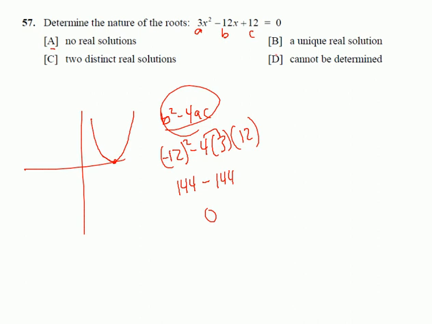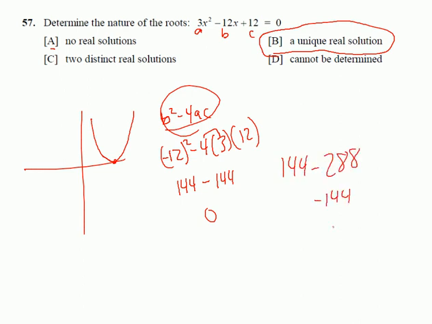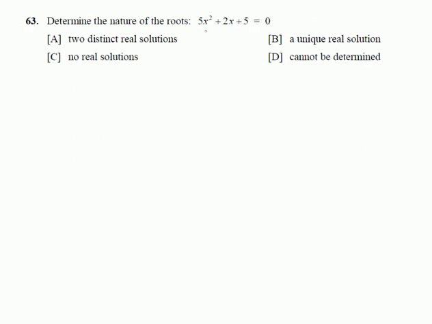It's one unique real solution. If it had come up negative, let's say it was 144 minus 288, and it came up negative under there, then it would be a parabola with two imaginary solutions, or you could say no real solutions. So just be aware of that. I don't know if I have an example like that or not.